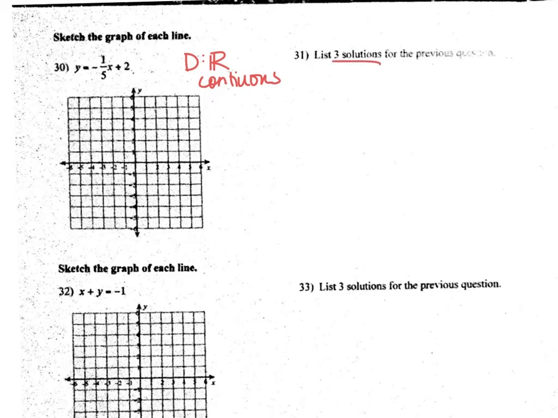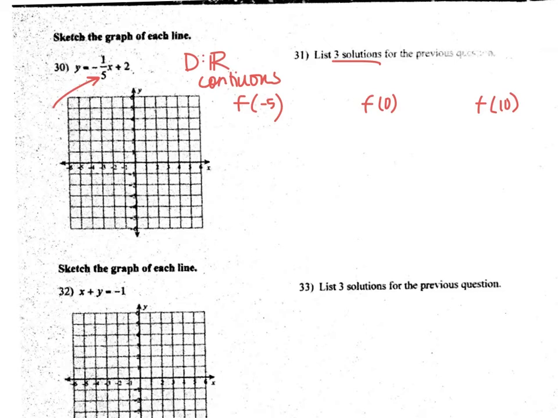List 3 solutions. So remember, solutions are our ordered pairs. And so because this is all real numbers, we have to pick values. And if you have a fraction, remember you want to pick the fraction based on the denominator. So the numbers we want to pick are multiples of 5. So just to keep it simple, I'm going to pick -5, and then let's do f of 0 and f of 10. Oh, not, well, I can do 10. I was going to do +5.